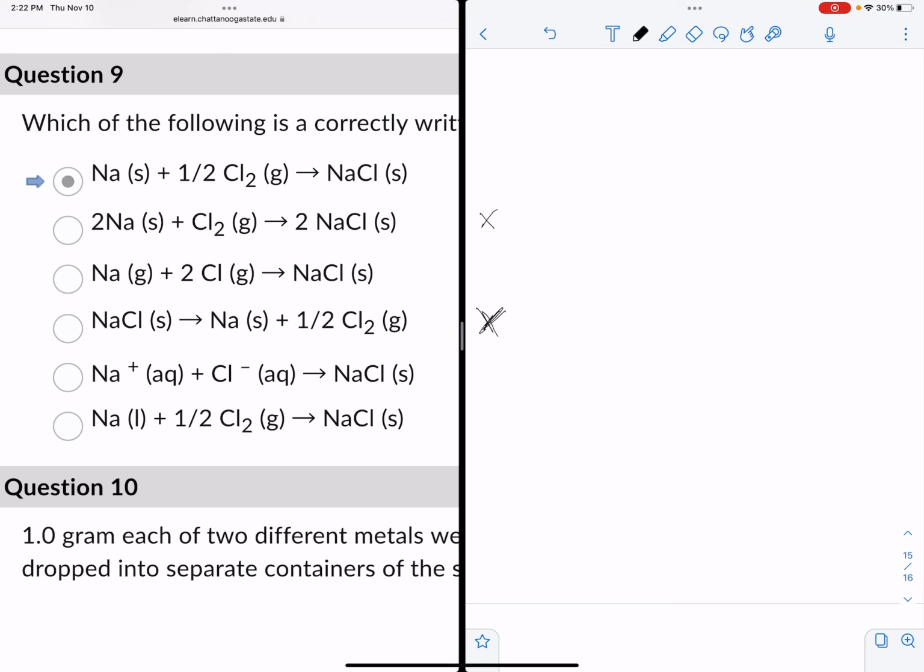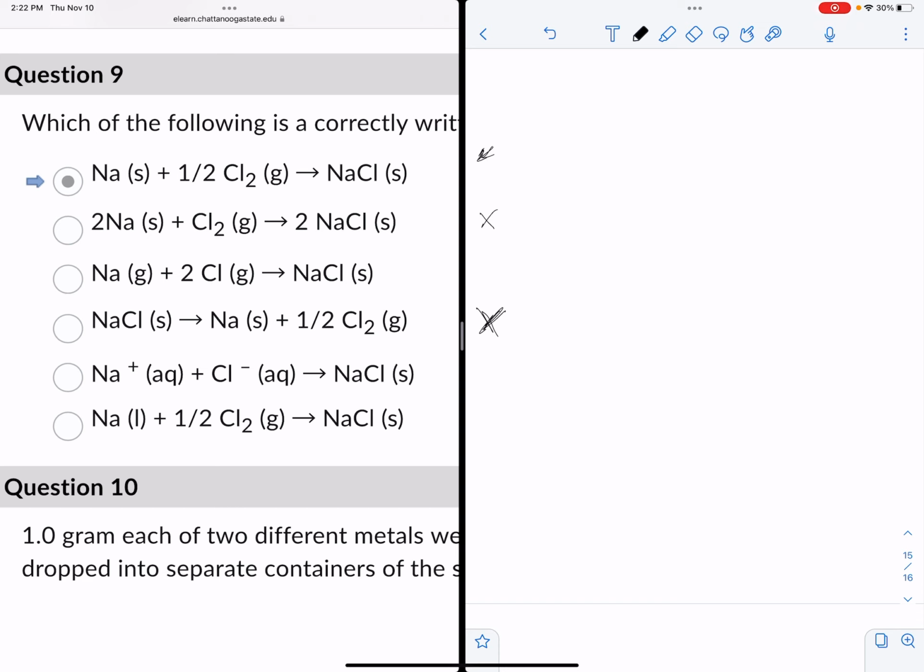So if I look at this one right here, sodium is for sure a solid. Most of the periodic chart is a solid. There's only 2 liquids, bromine and mercury. And then you all probably know the gases: the noble gases, hydrogen, and then everything that's like N, O, F, and then Cl. Those are the gases. So that one is correct on the reactant phases.